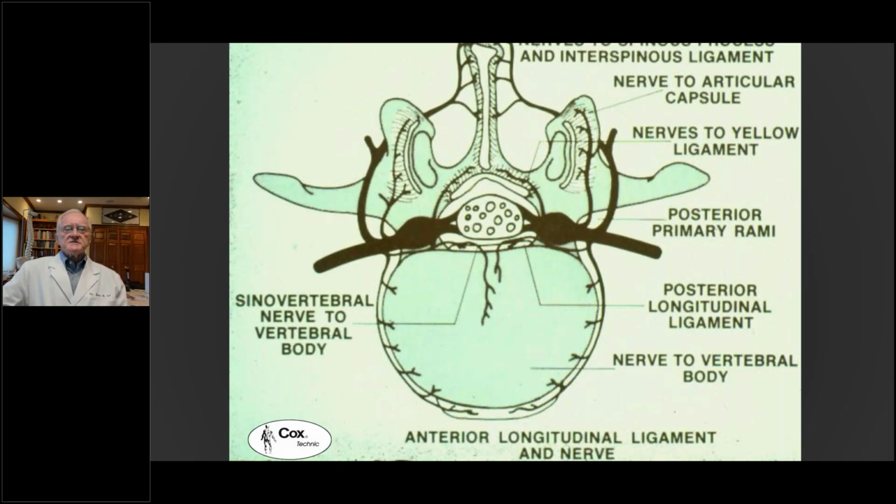The entire disc is pain sensitive. It is supplied by the sinuvertebral nerve here. It's supplied by the gray rami communicantes of the sympathetic ganglion chain. The dorsal ramus innervates the periosteum of bone, the ligamentum flavum, the facet capsule. So it's a very pain-sensitive structure.